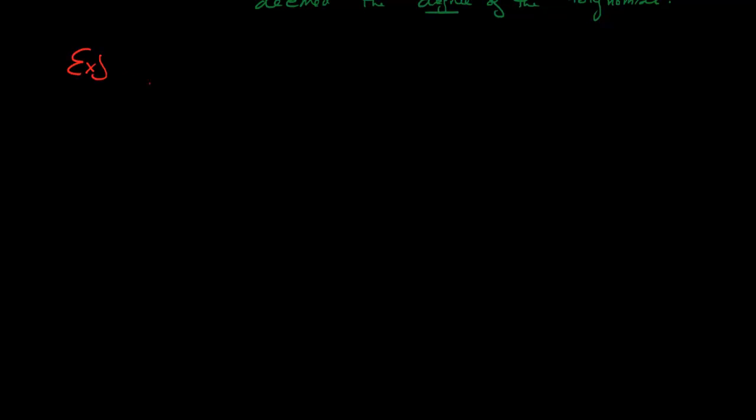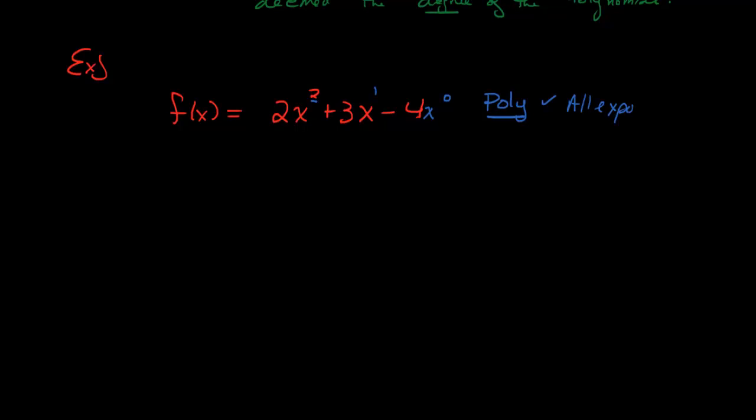So if I were to give you f of x is equal to 2x squared plus 3x minus 4. This is a polynomial. We know that because our exponent is a 2, our exponent's a 1 here, and this is really x to the 0. So all exponents are positive integers because we know we have 2, 1, and 0.